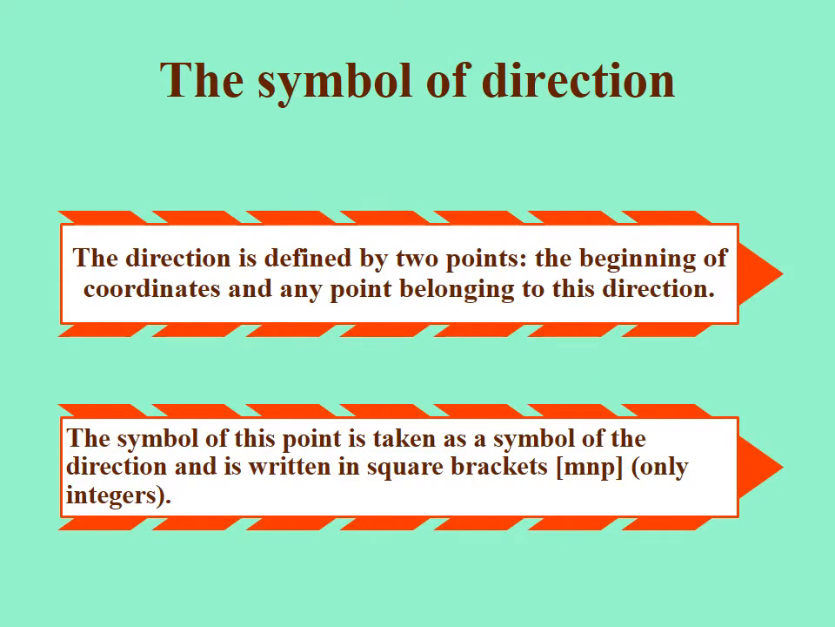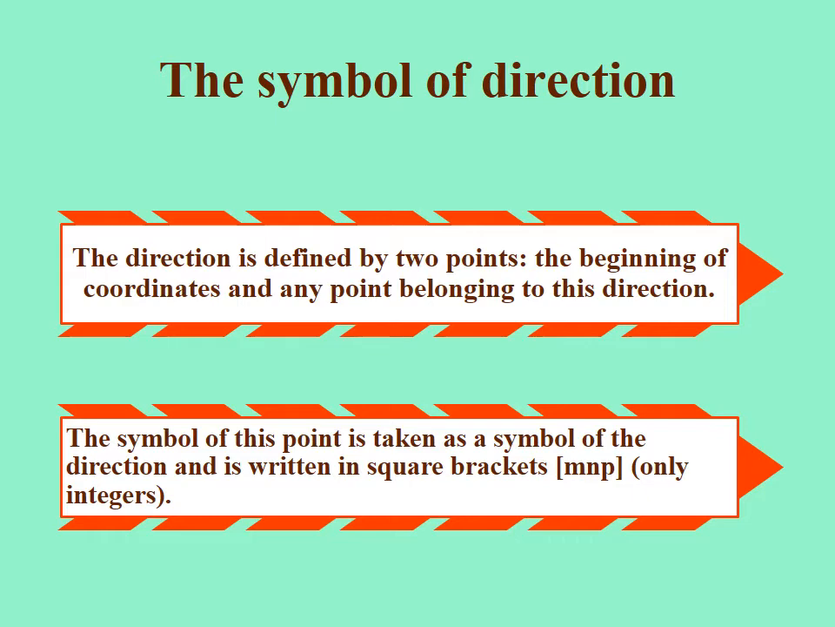Let's go further. The direction is defined by two points, the beginning of coordinates and any point belonging to this direction. The symbol of this point is taken as the symbol of the direction and it is written in square brackets, m, n, p, only integers.